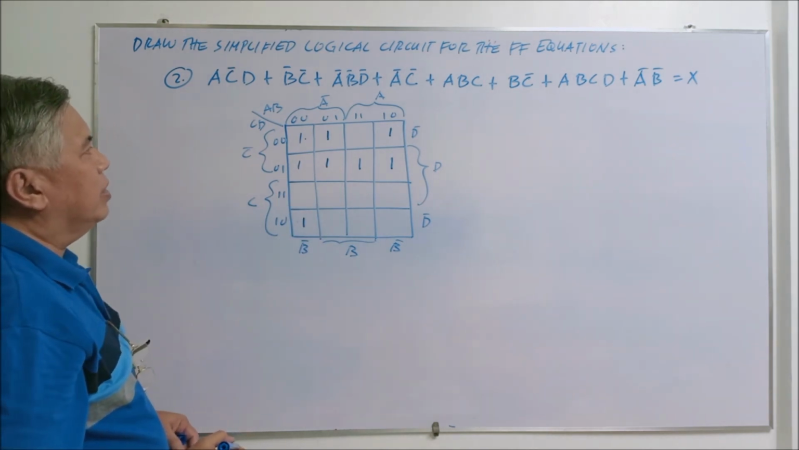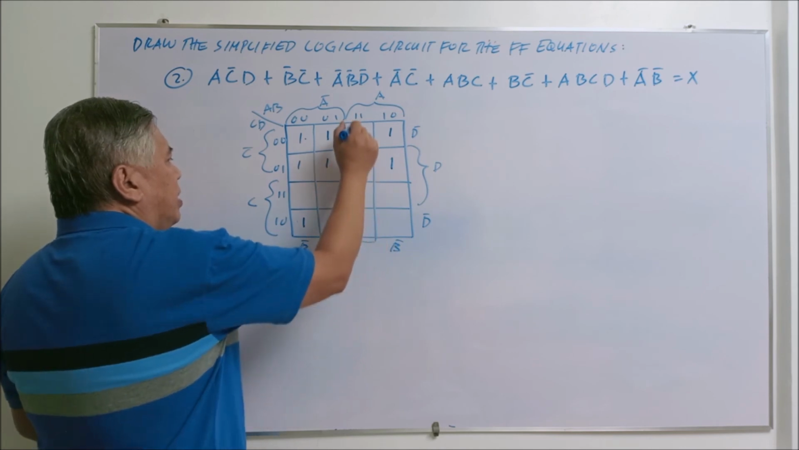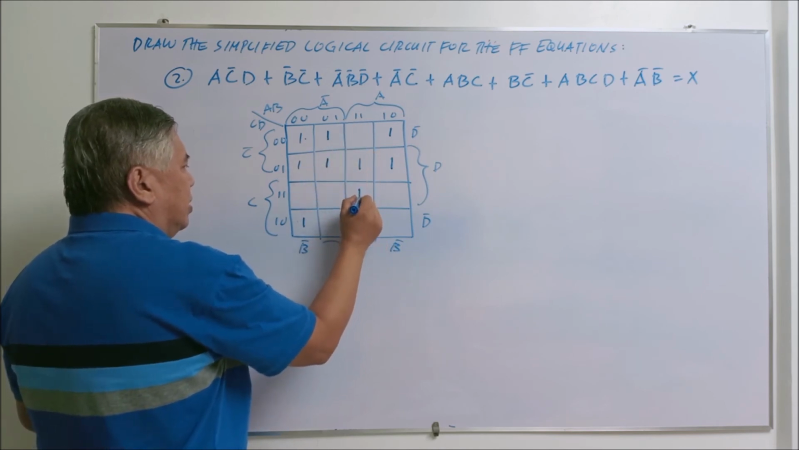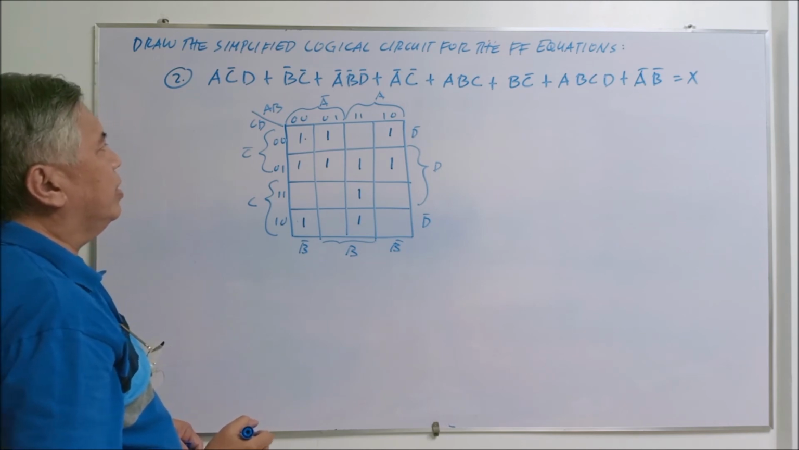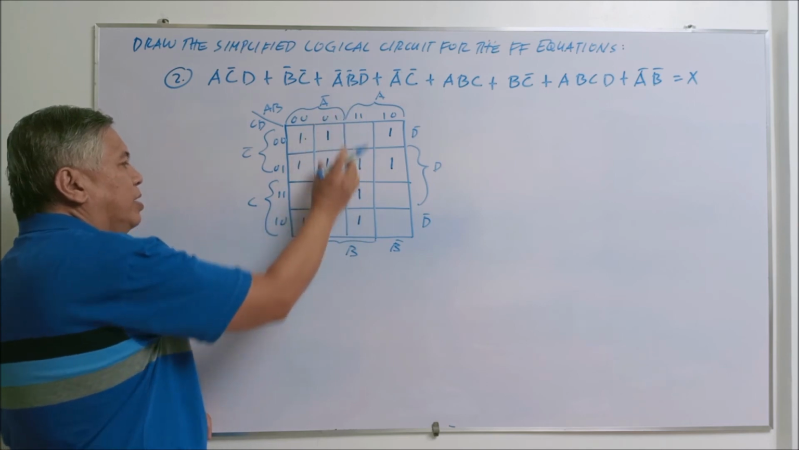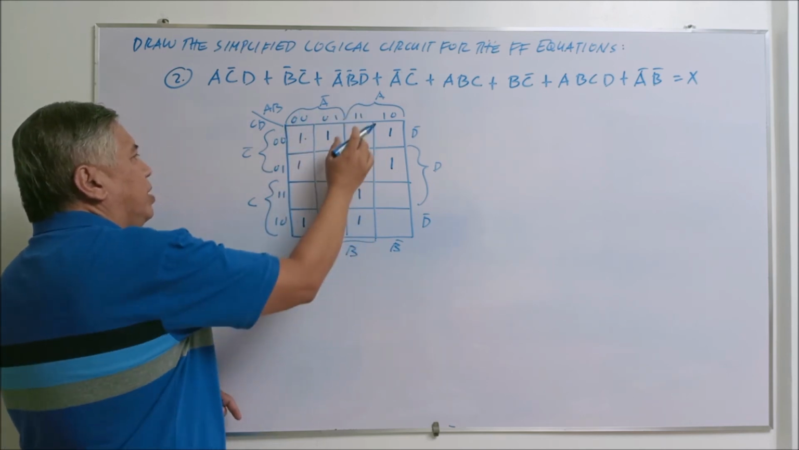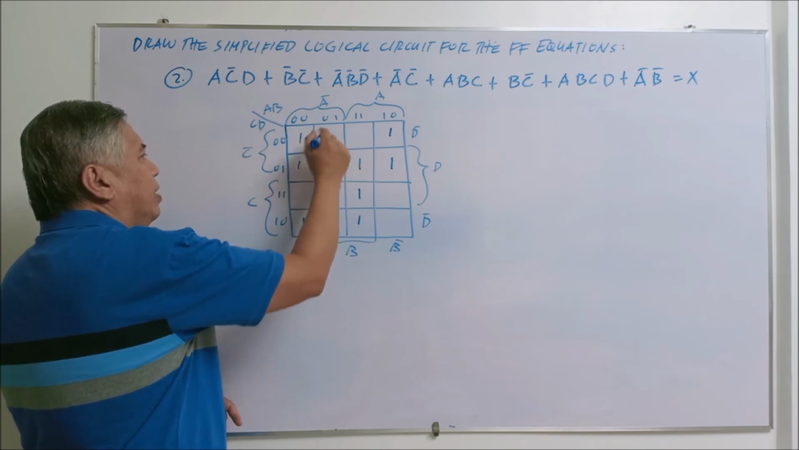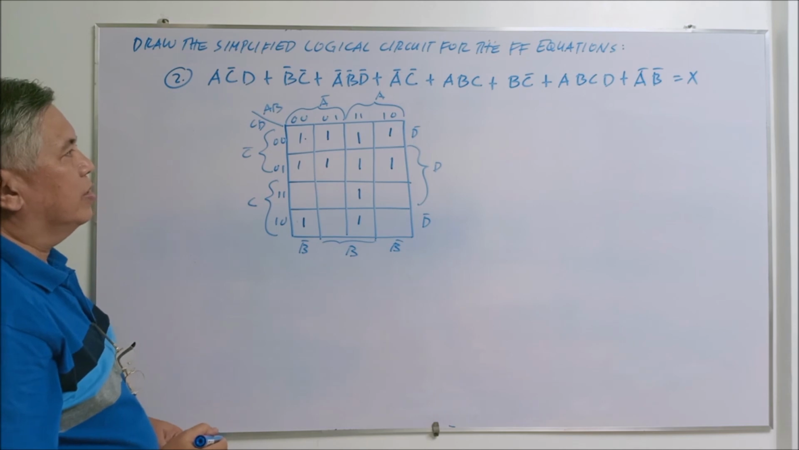And then A, B, C. You have A, B, C. So you put 2 ones in each cell. And then you have B, C bar. Where's that? This one. So you have B, C bar, so these 4 adjacent cells. So just put 1 there.